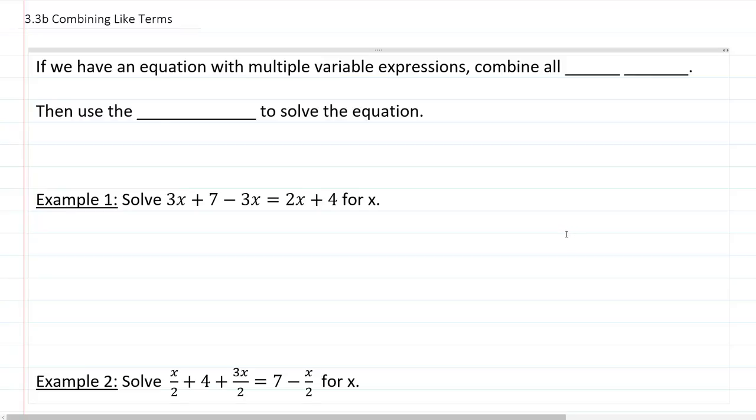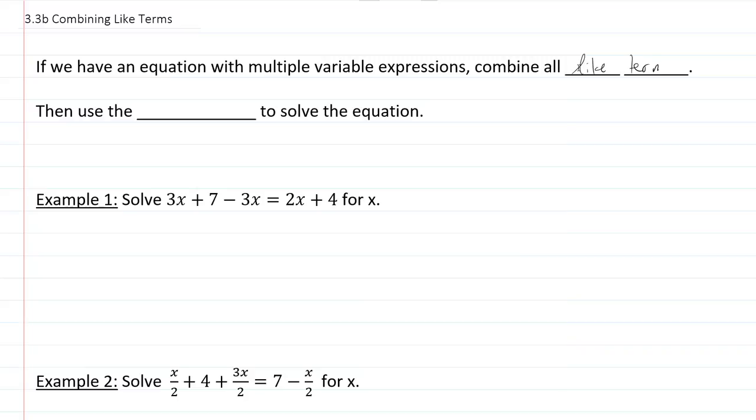3.3b, combining like terms. If we have an equation with multiple variable expressions, combine all like terms first. Then use the principles to solve the equation. So let's jump right into examples. We have to combine all like terms on one side before we do anything else.